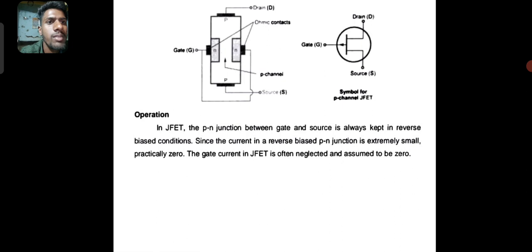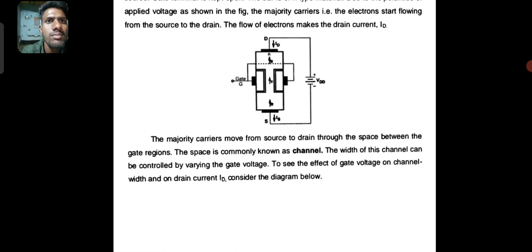The PN junction between gate and source is always kept in reverse biased condition. Since the current in a reverse biased PN junction is extremely small, particularly zero, the gate current in JFET is often neglected and assumed to be zero, and this is the applied voltage as shown in the figure.